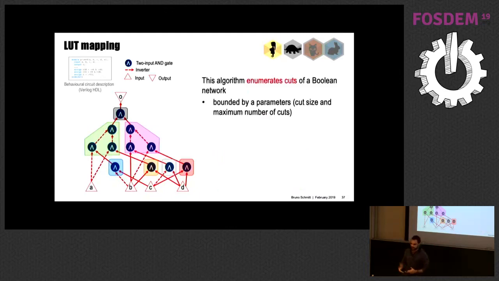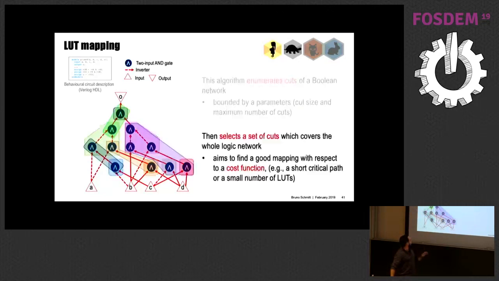So what we do first is cut enumeration, and we do it bounding some parameters. We bound the size of the LUT because we are only interested in cuts with a maximum of 3 inputs, and then we also give a maximum number of cuts because we don't want to keep enumerating different cuts forever. So we take this representation, and then we can enumerate a little bit more cuts.